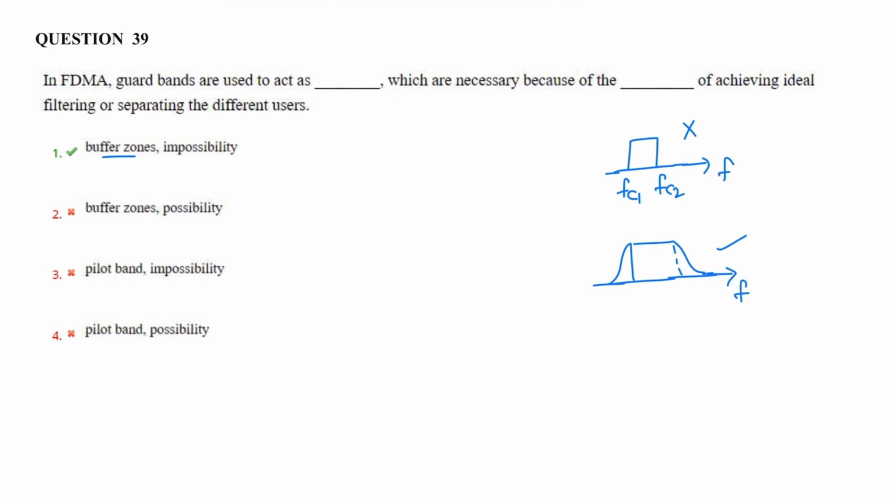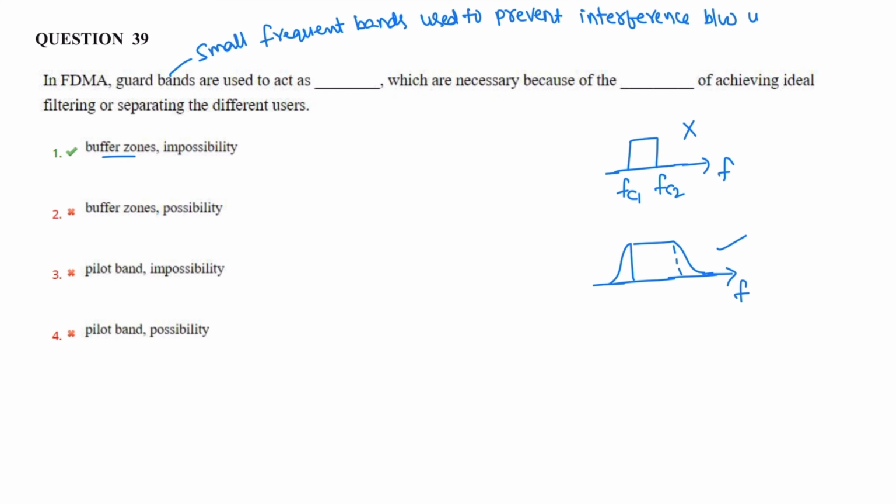So we are using some guard bands between the signals. Guard bands are small frequency bands used to prevent interference between users. These guard bands are left unused. So no information is transmitted. This spectrum is not utilized. Guard band spectrum is not utilized.